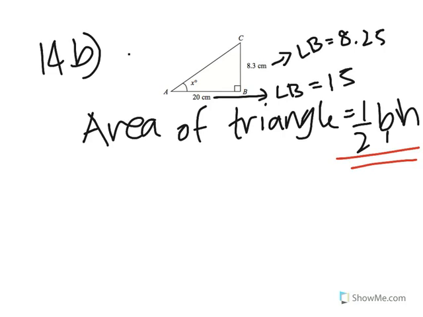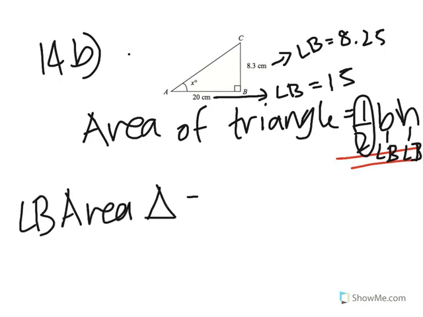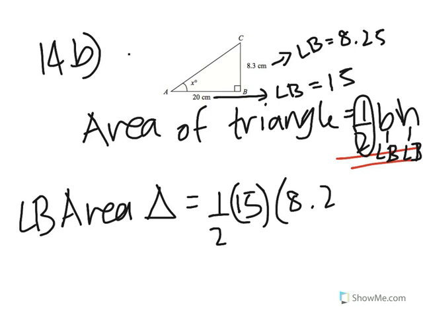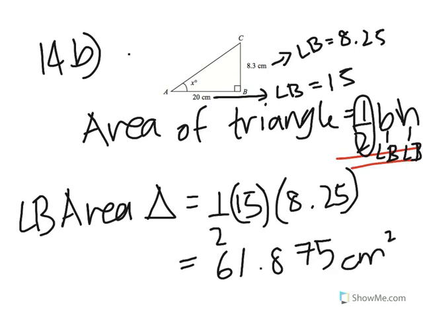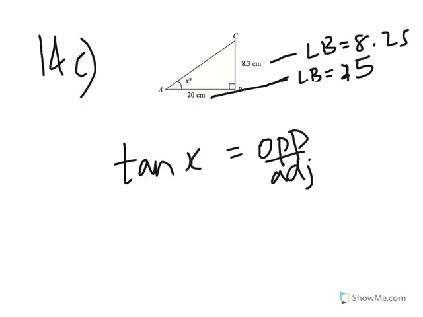So in this case you have base times height, and the half is a constant, right? So all you got to take is the lower bound of the base and the lower bound of the height and multiply them together and you get a lower bound. So the lower bound area of the triangle is equal to half times the lower bound of the base, which is 15, times the lower bound of the height, which is 8.25. And so that'll give you 61.875 centimeters squared.